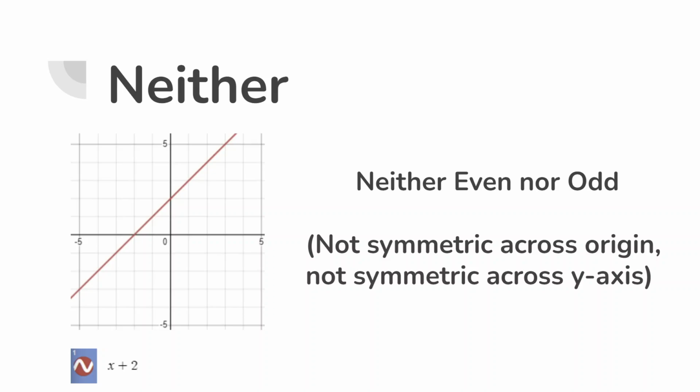So this type of function is not symmetric across the origin, which is a property of an odd function, and not symmetric across the y-axis, which is a property of an even function.